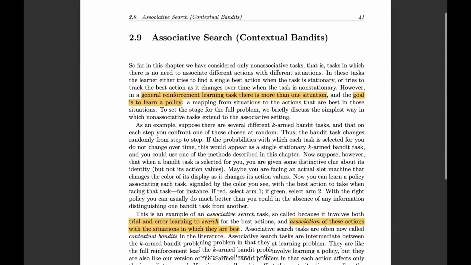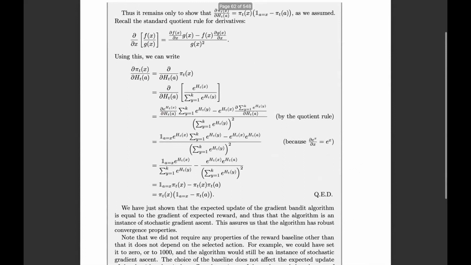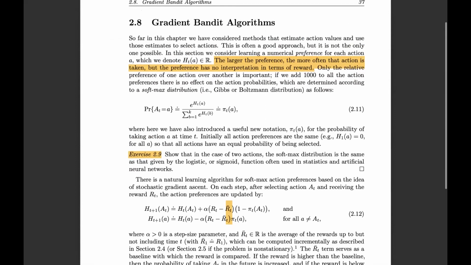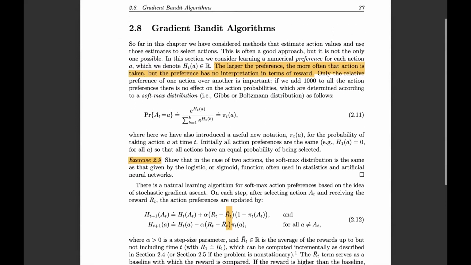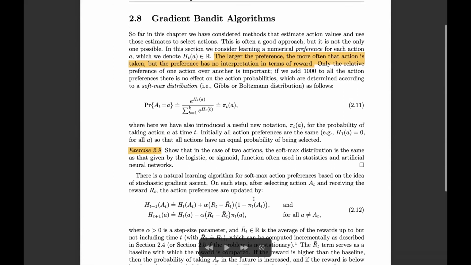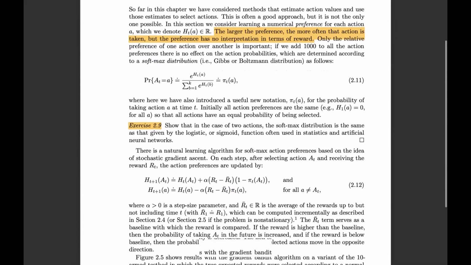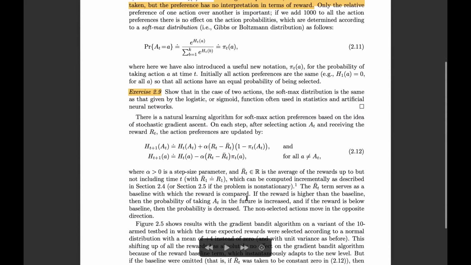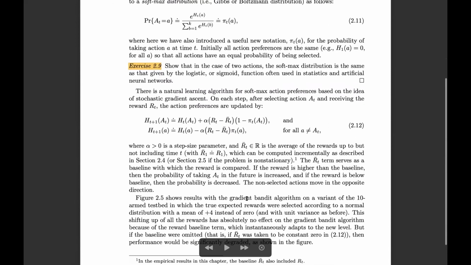I'm looking at his initial discussion of gradient bandit algorithms, and he says that the preference has no interpretation in terms of reward, but that doesn't seem right when you look at equation 2.12, where the preferences are being based on the rewards. So I kind of don't understand why he says that the preference has no interpretation in terms of the reward.